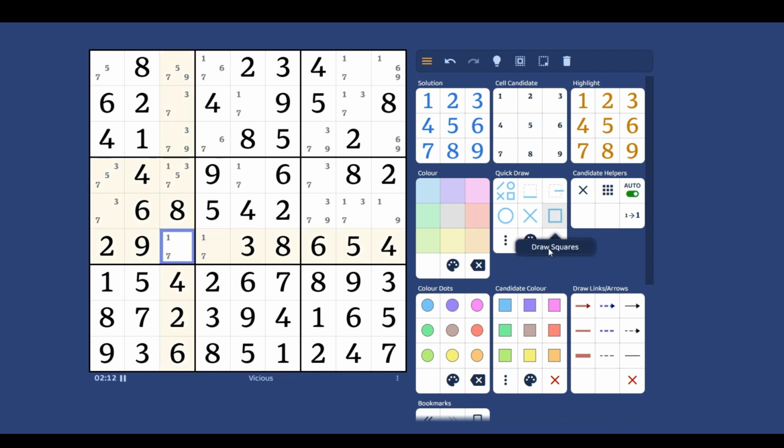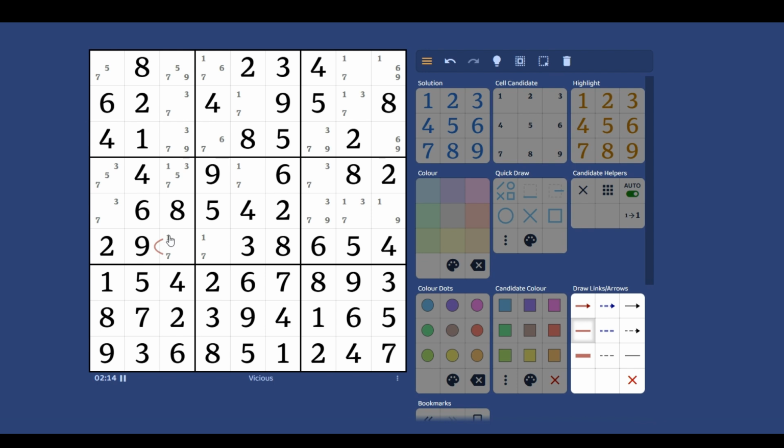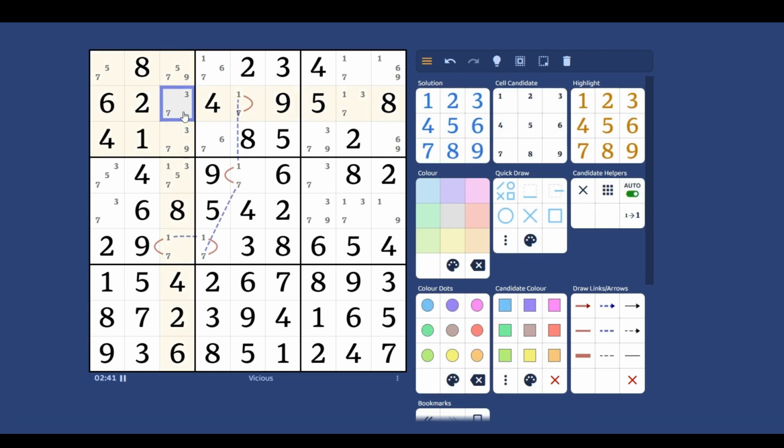Let's start with the 7 down here. We know there's a strong link from this bivalue to this one, and then this one is weakly linked to this one, goes back to the 7 through the strong link, which goes up to this cell with a weak link, goes back to the 1, we move up to this cell with a weak link, and then finally we go back to a 7. So we start on a 7, end on a 7. That's a type 1 AIC. And this 7 right here sees both ends of our chain, so we're going to go ahead and eliminate it.